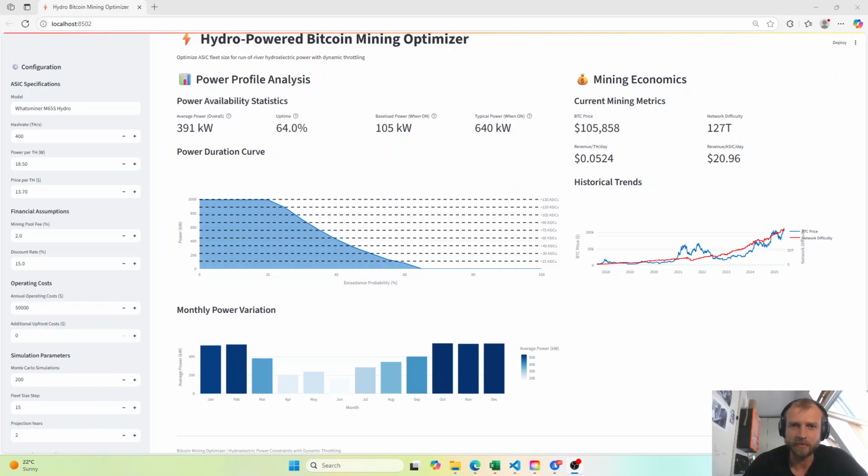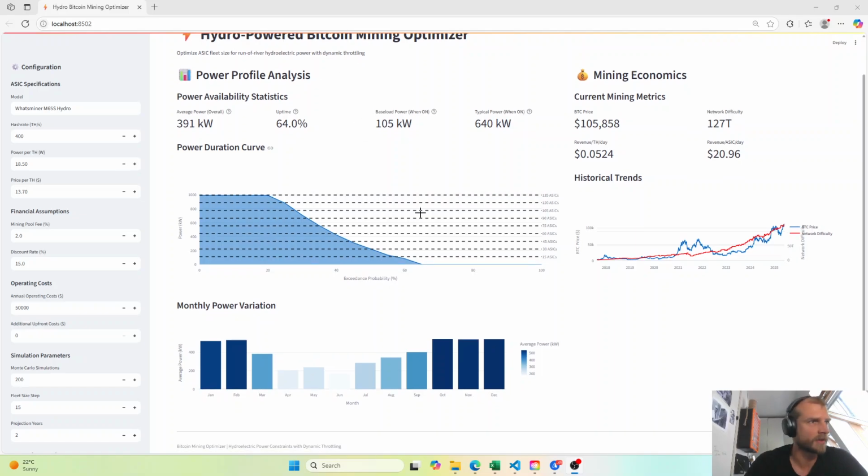Here is the tool to help Bitcoin miners in the situation when they're dealing with a volatile power output. It could be sun, it could be wind. In this specific case, we have a 1 megawatt run-of-river hydropower station, which depends on the rain. And from season to season, we have, for example, here almost 40% of dry time where there is no power at all.